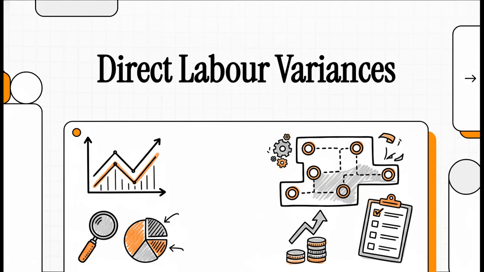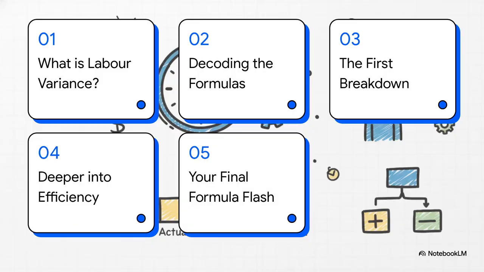All right, let's talk about one of the most powerful tools in a manager's arsenal: direct labor variances. You know that feeling when you look at the numbers and see your costs have blown past the budget? Well, this is your roadmap to figuring out exactly why. So, let's start digging. We're going to tackle this like a real detective story.